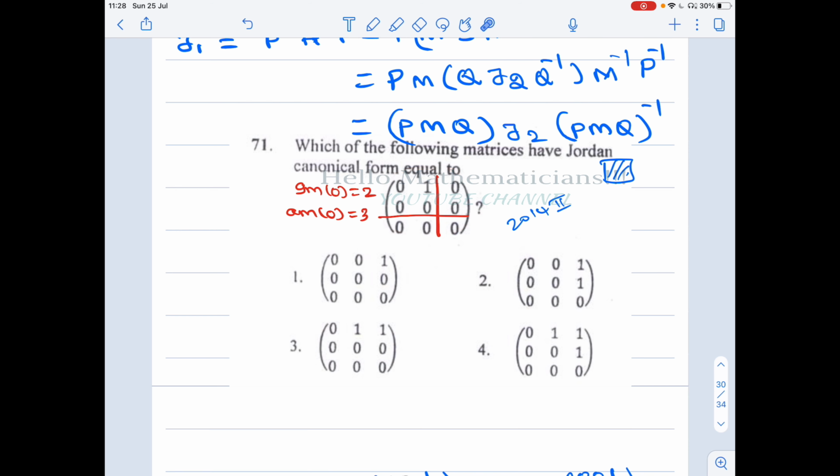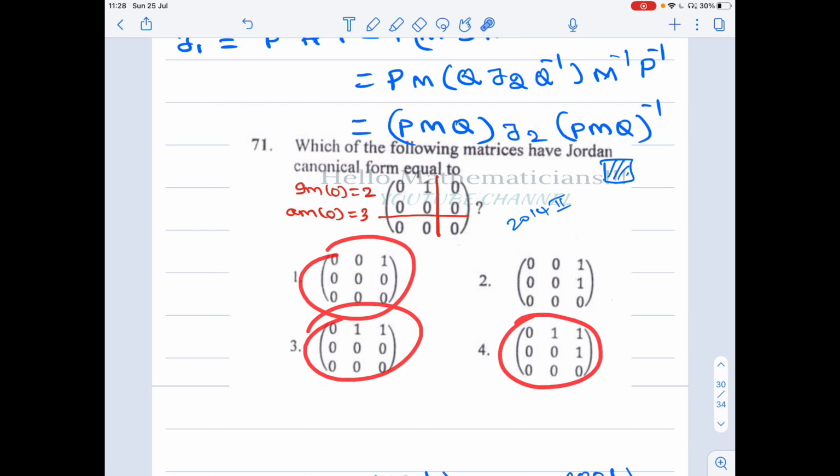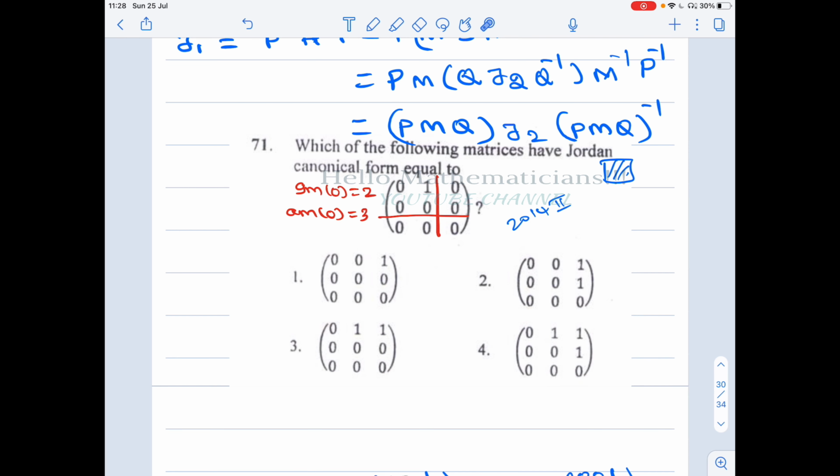We saw that in case of 2 by 2 and 3 by 3 matrices, geometric multiplicity and algebraic multiplicity determine the Jordan canonical form. Therefore, anyway, all these matrices have algebraic multiplicity for the eigenvalue 0 equal to 3. Therefore, we just need to calculate the geometric multiplicity of the eigenvalue 0 in each of these cases. Whichever matrix has geometric multiplicity of the eigenvalue 0 equal to 2, then all those matrices have this matrix as Jordan canonical form.